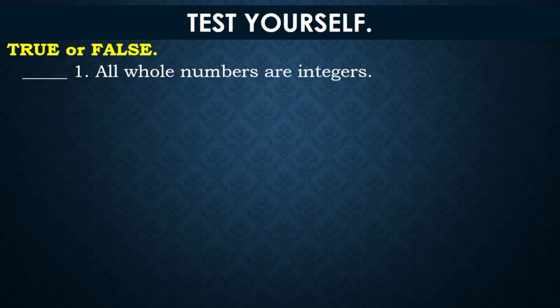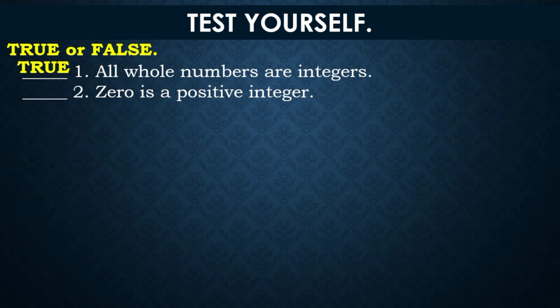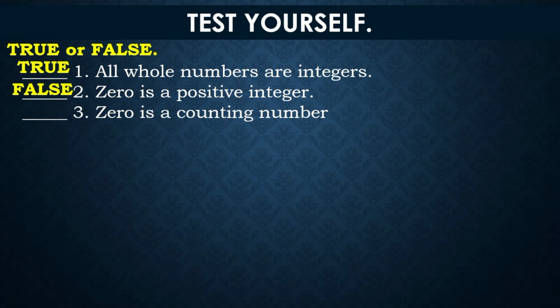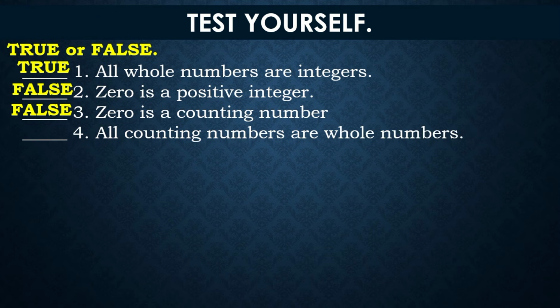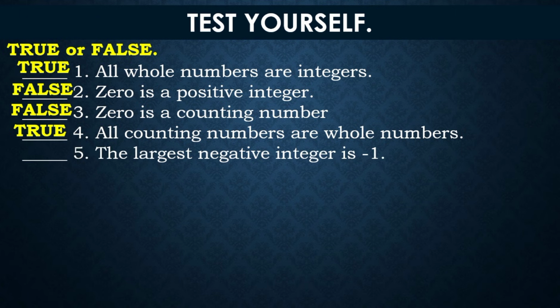Alright, let's have true or false. So, all whole numbers are integers. Is this true? Okay, that is true. Next, 0 is a positive integer. That is false because 0 is not a positive integer. Number 3, 0 is a counting number. Is it a counting number? No, so this is false. Number 4, all counting numbers are whole numbers. That is true.